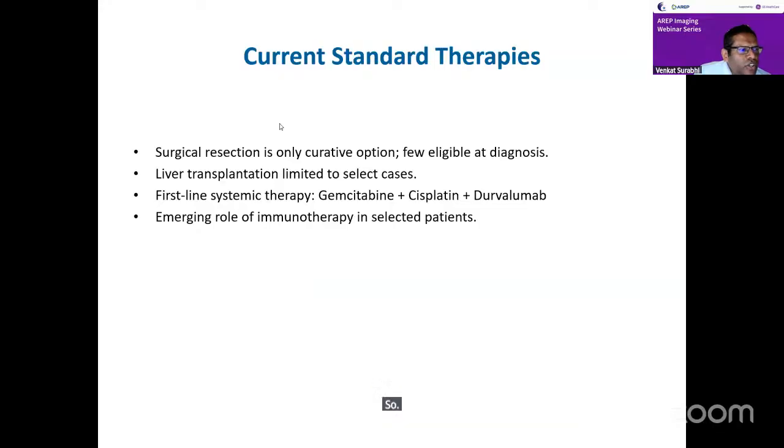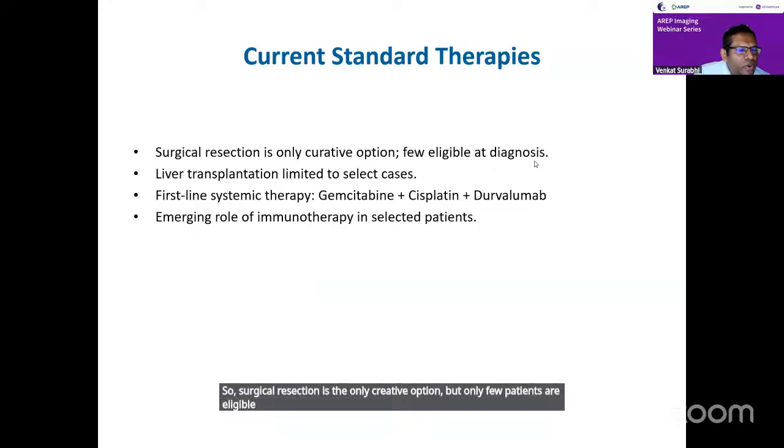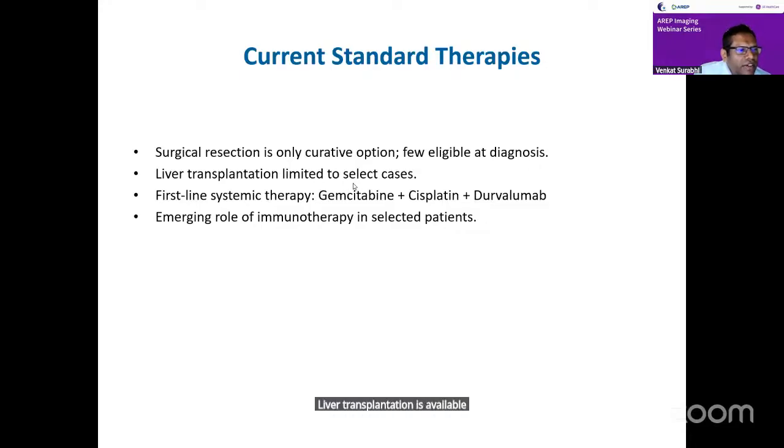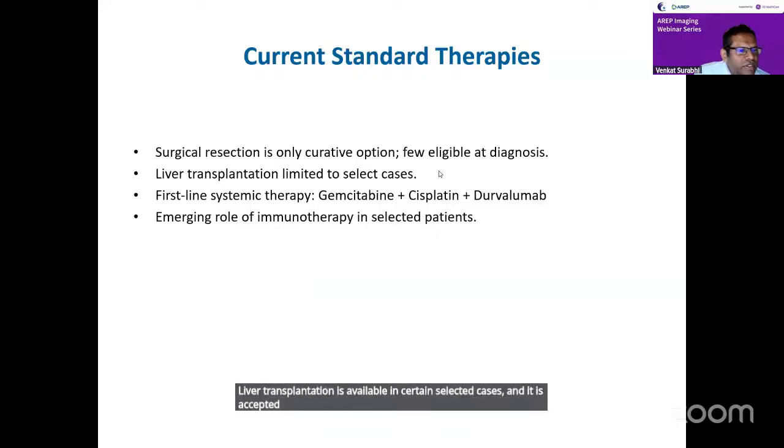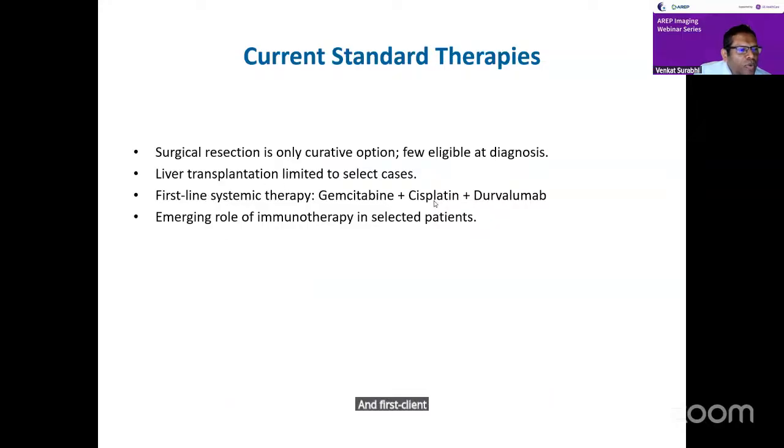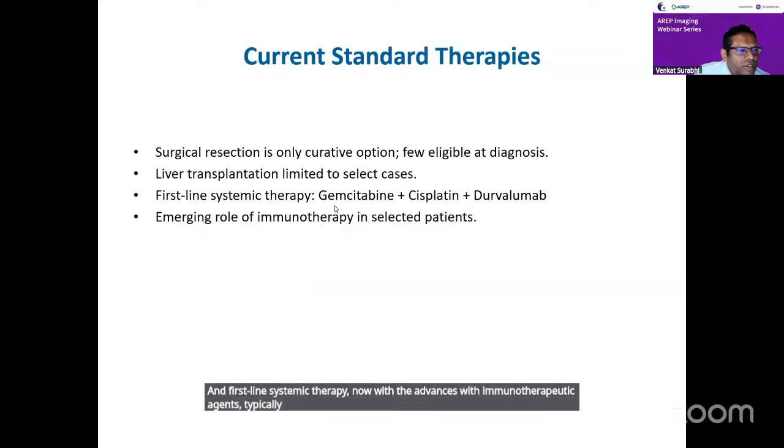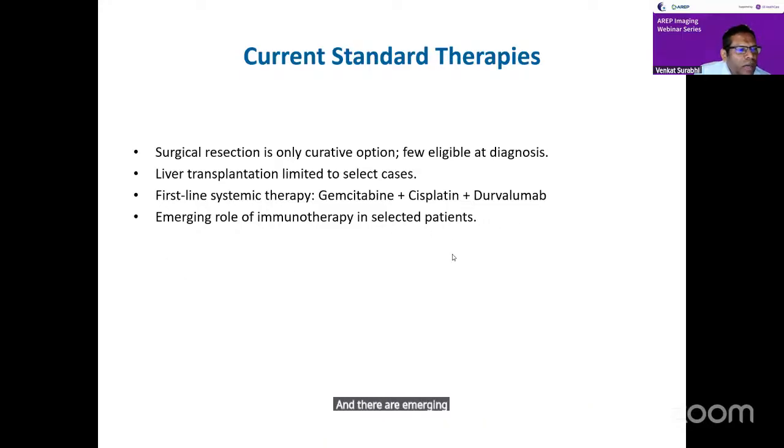So surgical resection is the only curative option, but only a few patients are eligible at diagnosis. Liver transplantation is available in certain selected cases, and it is accepted in the United States. And first-line systemic therapy, now with the advances in immunotherapeutic agents, typically in the US, is given with gemcitabine, cisplatin, and durvalumab. And there is an emerging role of immunotherapy in selected patients.